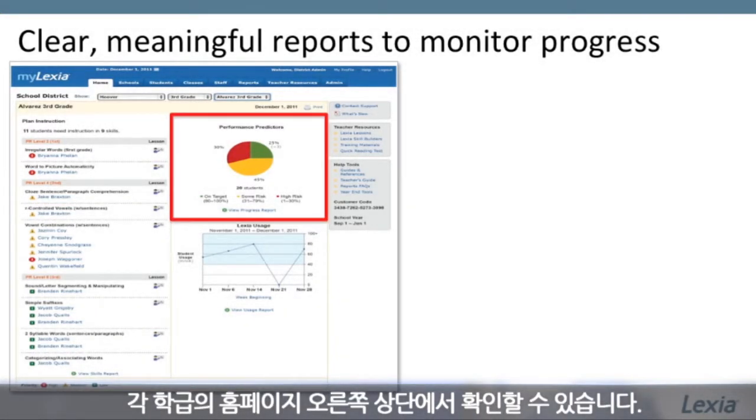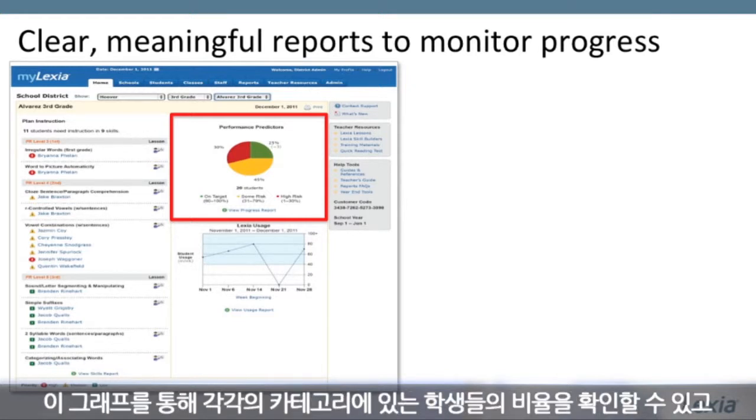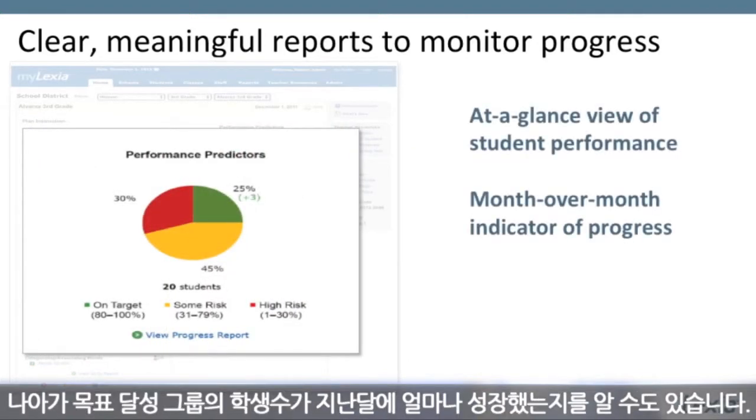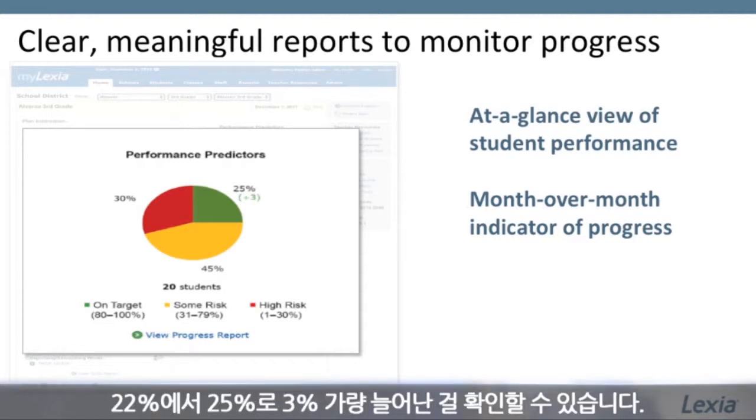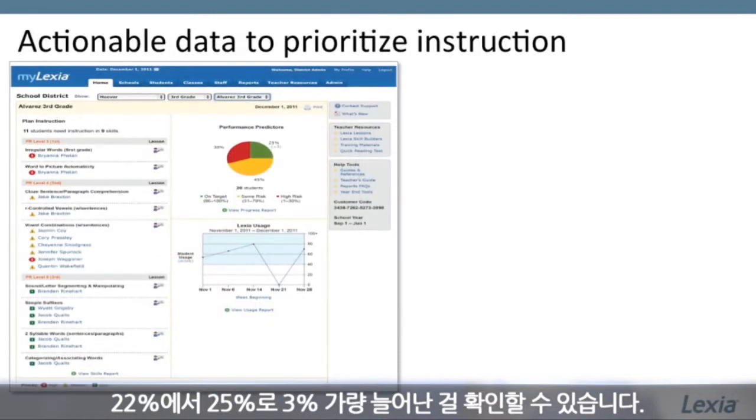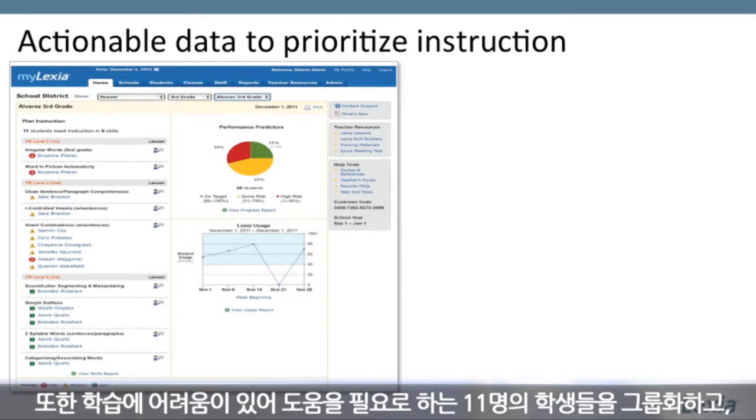At the top right of the class homepage, we see the performance predictor graph. This shows the percentage of students in each category of risk. In addition, the chart indicates the growth of on-target students during the past month. Here we see that this class has increased the percentage of on-target students by 3 percentage points, from 22 to 25%. The class homepage provides immediate information for the teacher to begin prioritizing instruction.